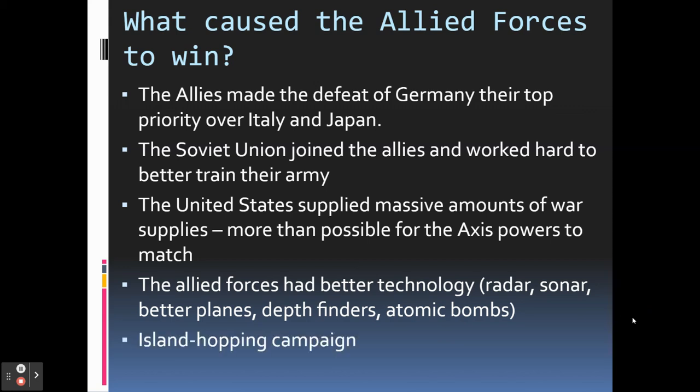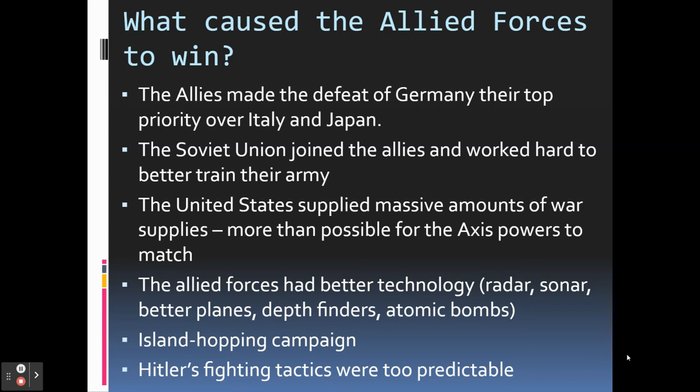There was an island hopping campaign that you read about where the United States military only took islands that were critical, the really important ones. They didn't have to go everywhere. They limited and sent all their energy into certain islands to defeat. Okay, that's how that worked.